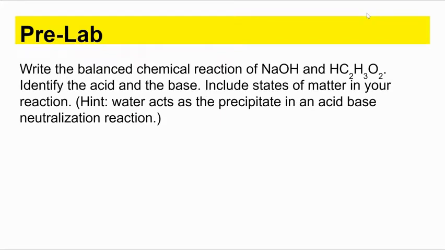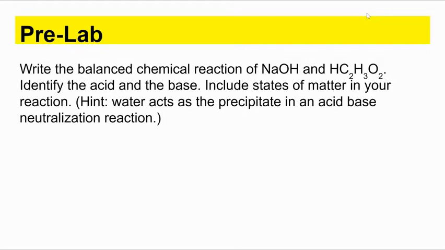All right, there are several pre-lab questions that we'd like you to take a moment to answer. I'll read them to you, but if you would pause the video and answer those questions as we move through, that would be great. Let's start by writing the balanced chemical reaction between sodium hydroxide, that's going to be our titrant, and acetic acid or vinegar, HC2H3O2, which will be our analyte, what we're analyzing and determining today. Make sure in your balanced chemical reaction that you identify which is the acid and which is the base, and include states of matter.